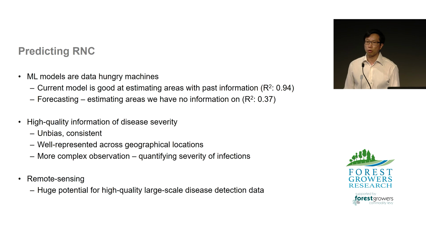So moving forward from here, we need more high quality information on disease severity. We see that remote sensing plays a key role here to not only help us gather large-scale information of disease severity, but also, more importantly, unbiased and consistent data as compared to if you send field operators out into the field.